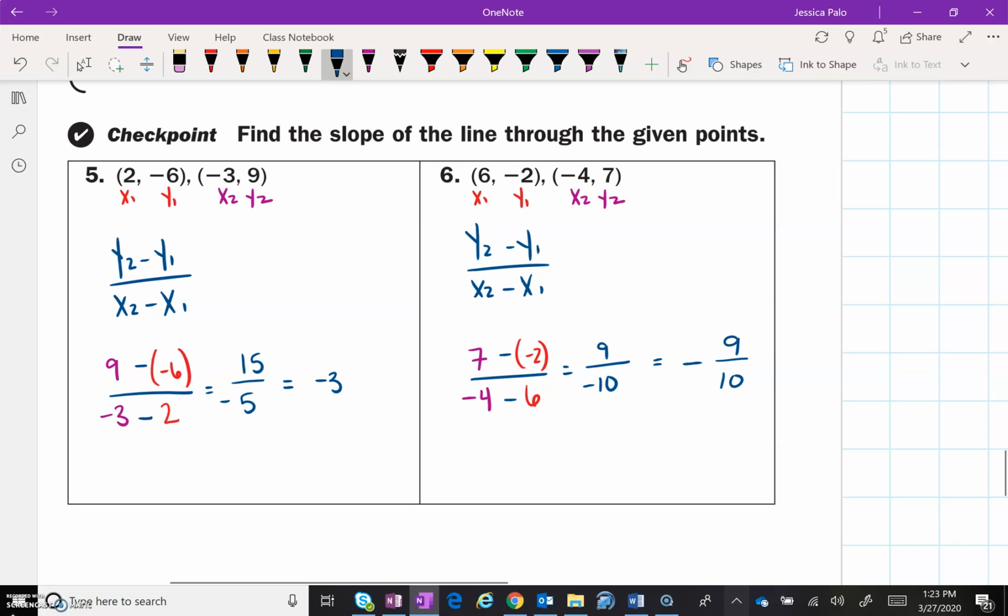And there you have it. Distance formula, midpoint formula, slope formula. You got them all.